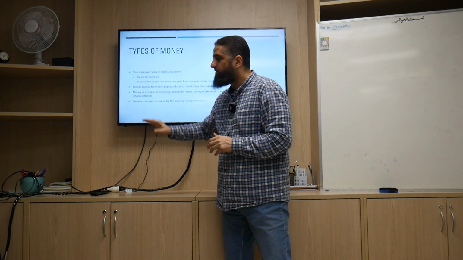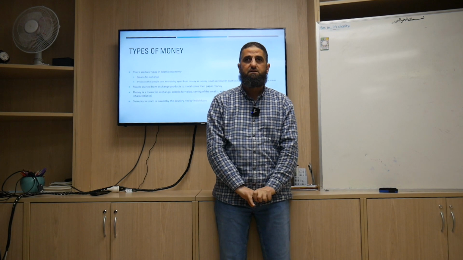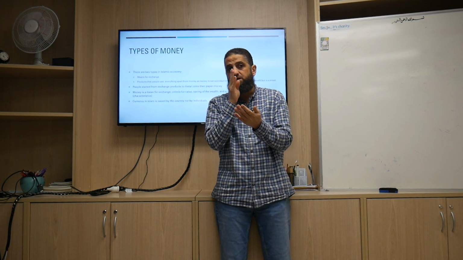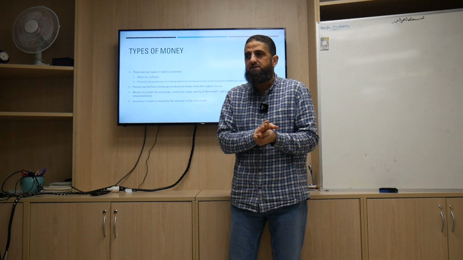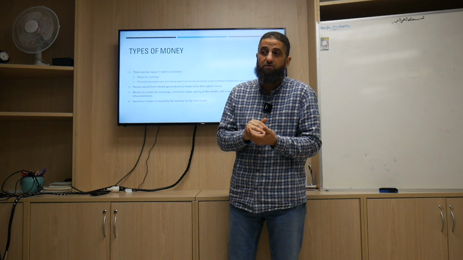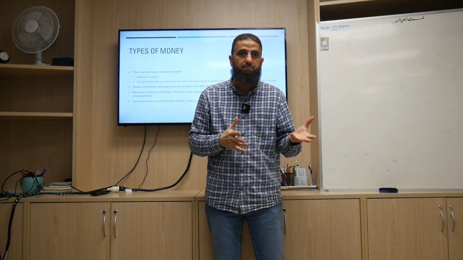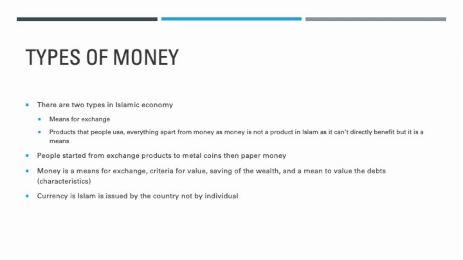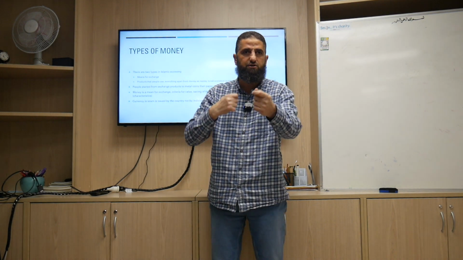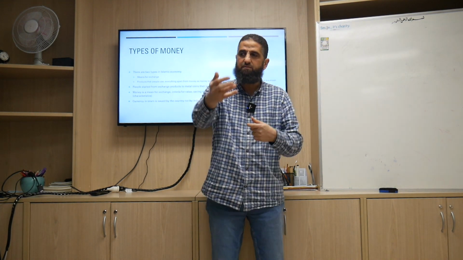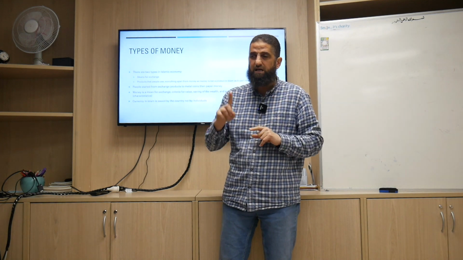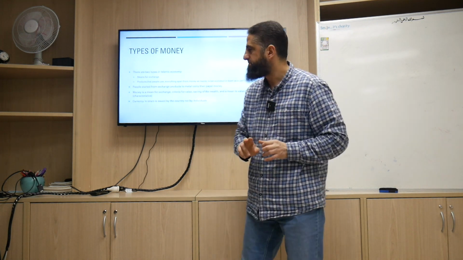We need to understand what the characteristics of money are. So when we delve into cryptocurrency, we can understand whether these can be considered as money or not. The first characteristic of money is a means for exchange, meaning that if you want to buy something, you can give the money and take the product. Okay, so that's number one of the characteristics of money.